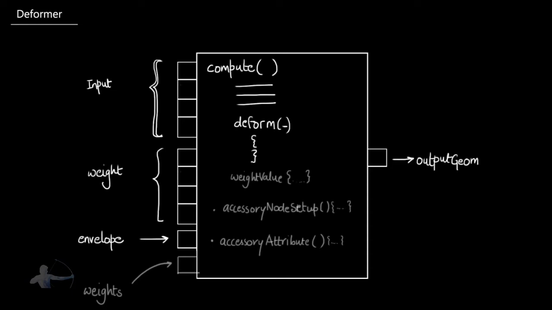So why do we use these two functions? Let's see. The accessory node setup function creates that additional geometry object, which is called an accessory object in the scene, and to create this accessory object or geometry, an MDagModifier is passed to this function.